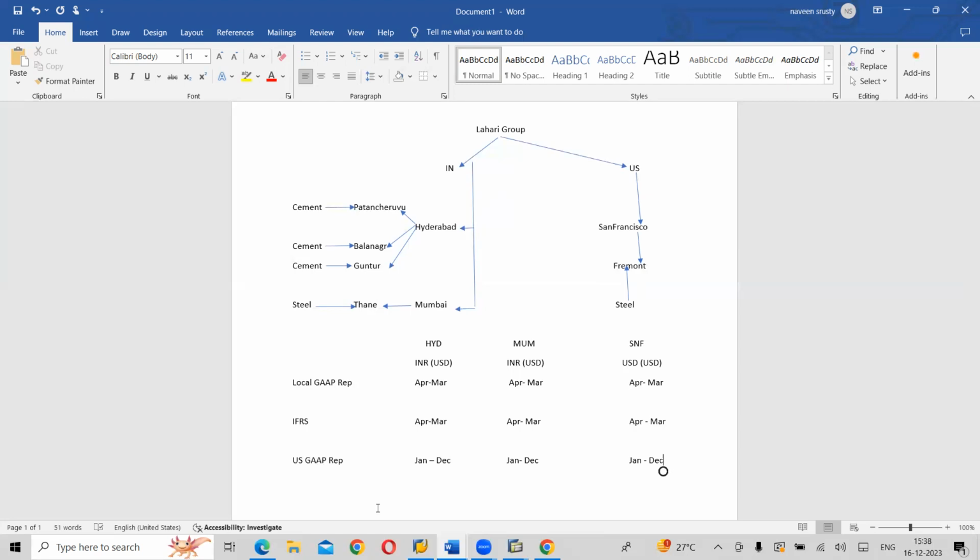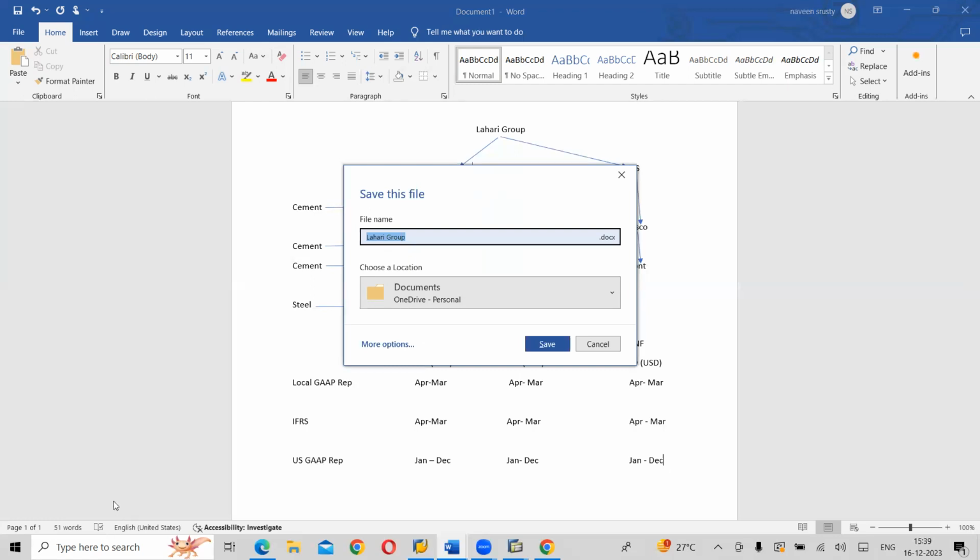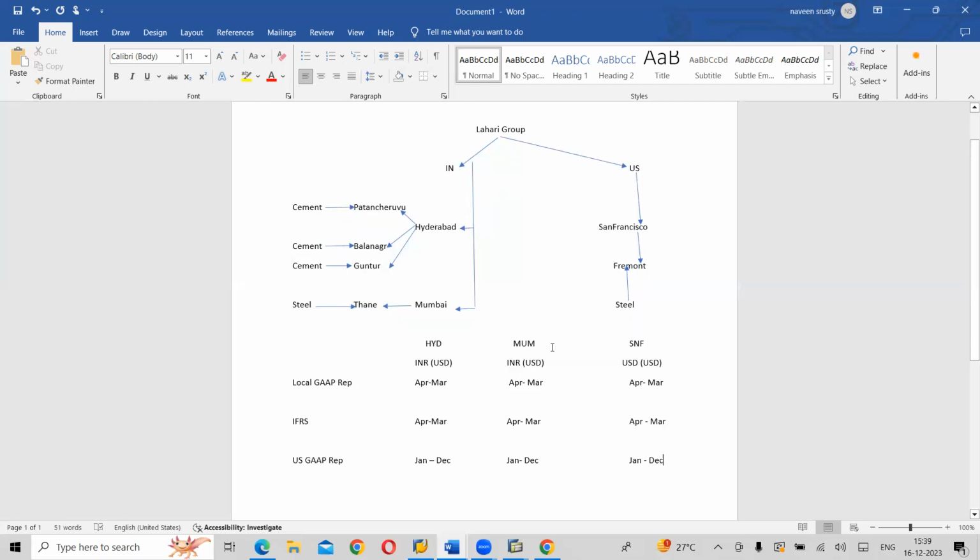Any questions here? So here we have three company codes and different plants. We are in production of cement and steel. Clear? And we need reporting in local GAAP, IFRS, and US GAAP. This is my company actually, Lahari Group is my company. So I'll keep this, and we will continue from here.